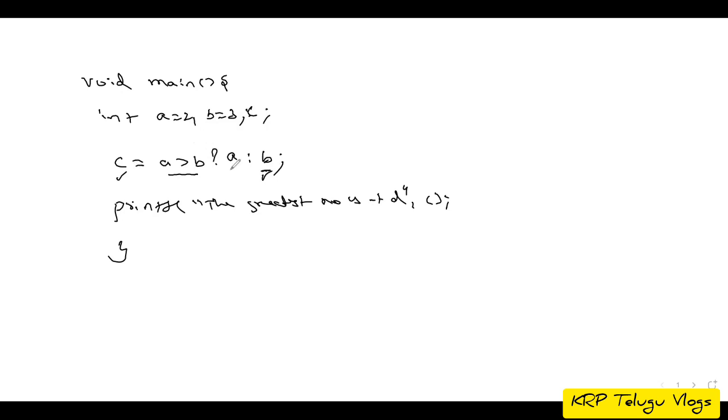If it is true, it will go here. False means it will go here. So it will return the b value to c. What is the c value now? 3. Is that clear? Understood? Note down this. Next, there is a question.